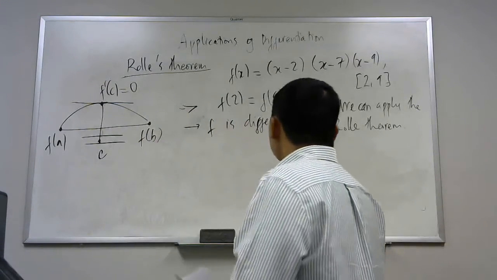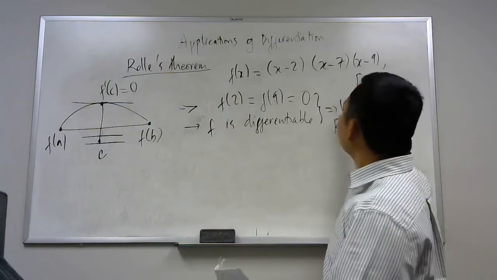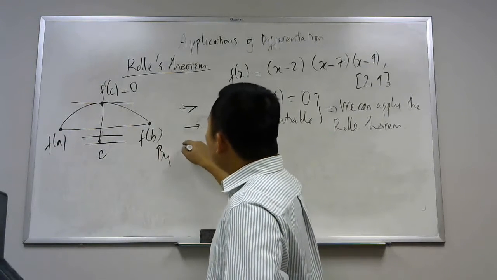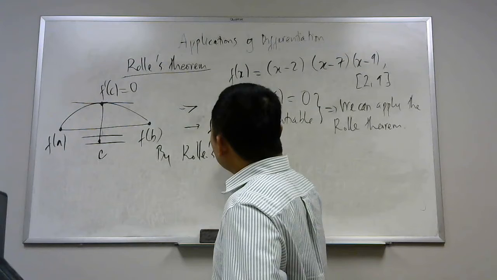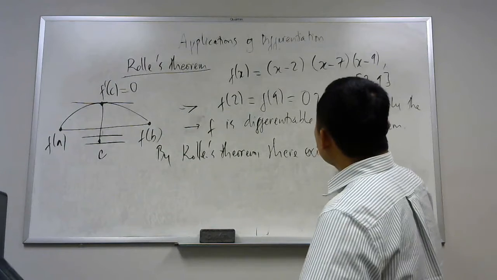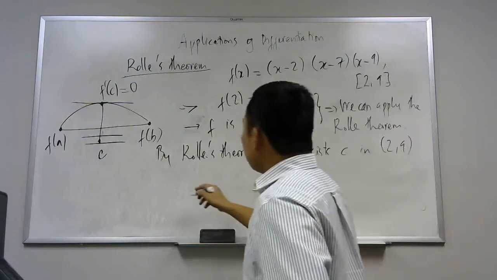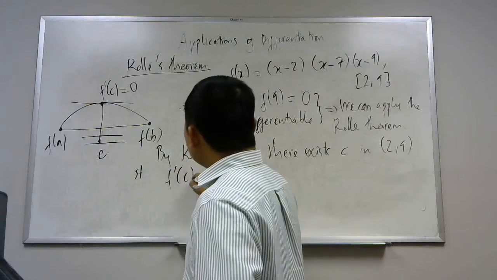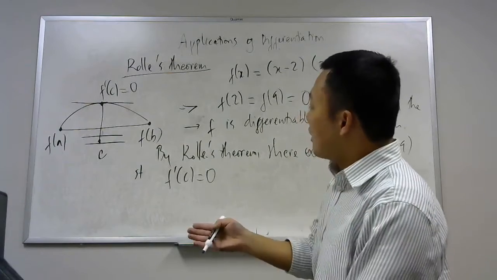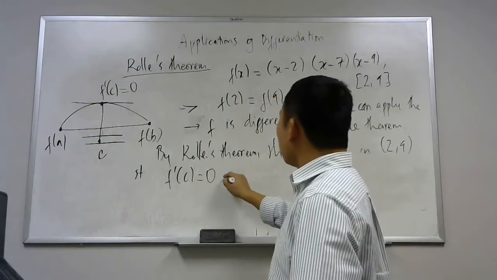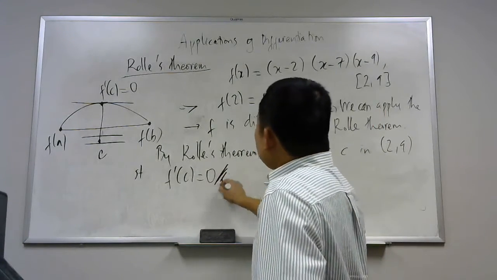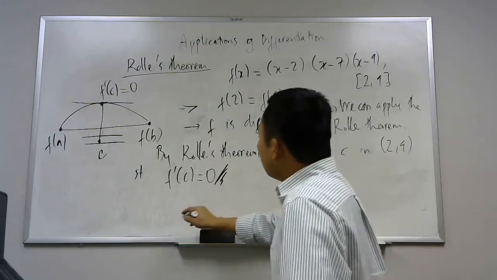Rolle's theorem says we have to find at least one c in between 2 and 9 such that, by Rolle's theorem, there exists c in (2, 9) such that f prime of c equals 0. And of course, we need to find c. So in order to find c, we differentiate that function and then set it equal to 0. All right, so what is f prime?